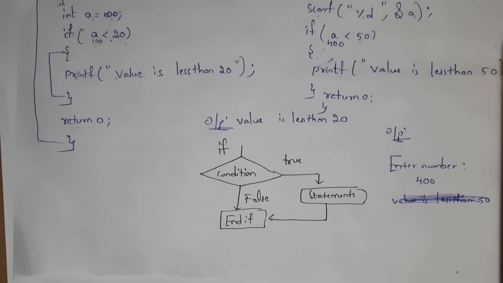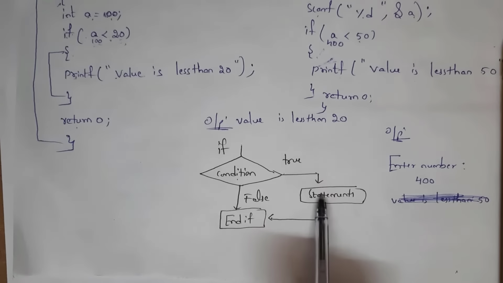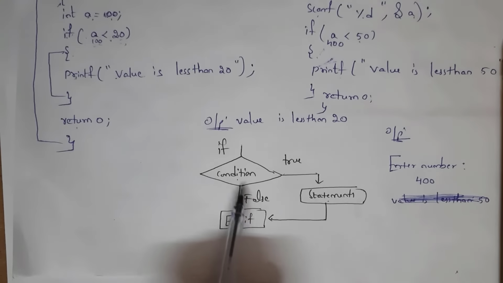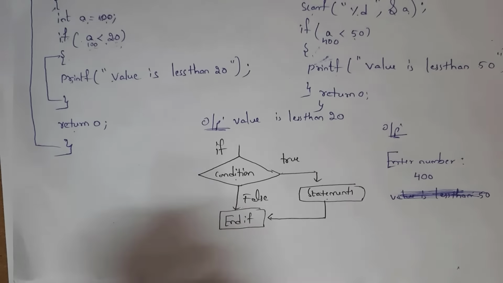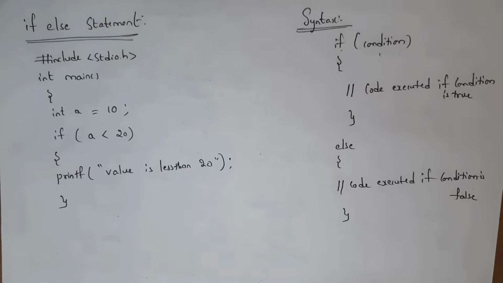Guys, this is flowchart for if statement. If condition is true, then statements will be executed. Else, if condition is false, then directly it will end if. This is flowchart for if statement. Guys, you need to give condition in rhombus. Next I will explain if else statement.